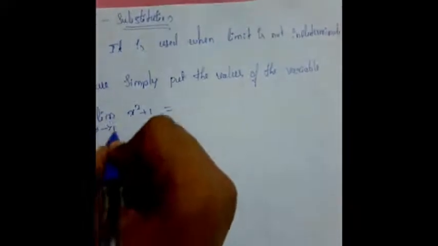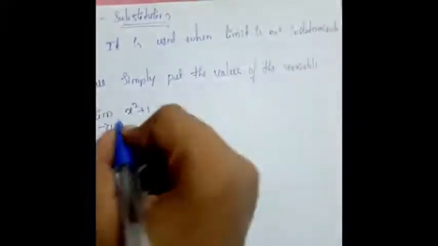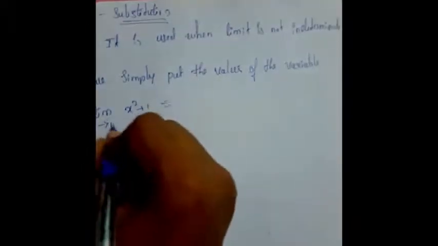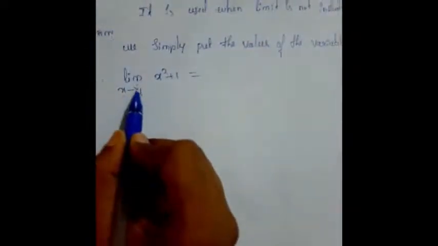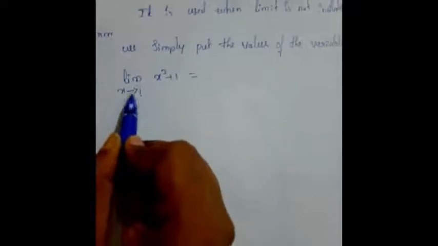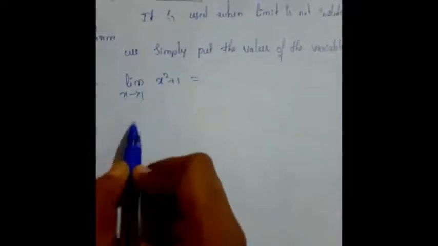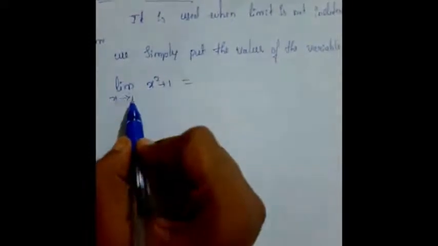See here, limit x tending to 1 of x square plus 1. You have to put this value in x. This symbol is nothing but tending to, or approaching. x is approaching 1. This means we have to put this value in place of x.